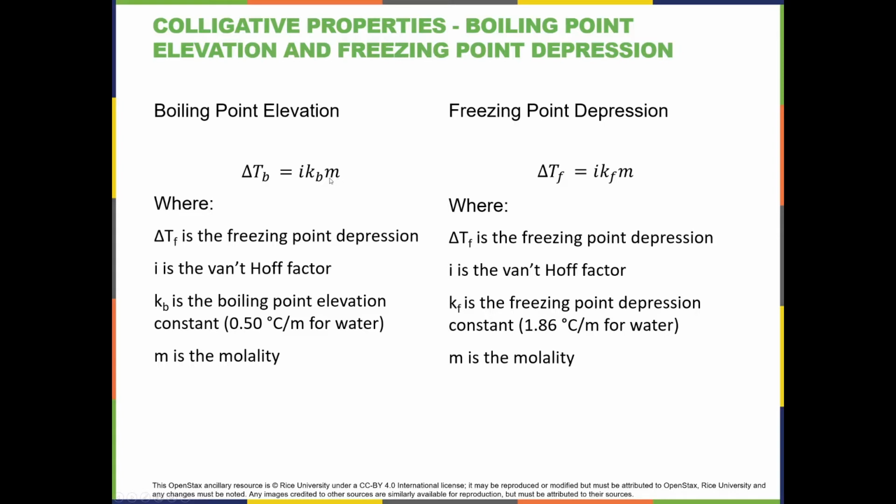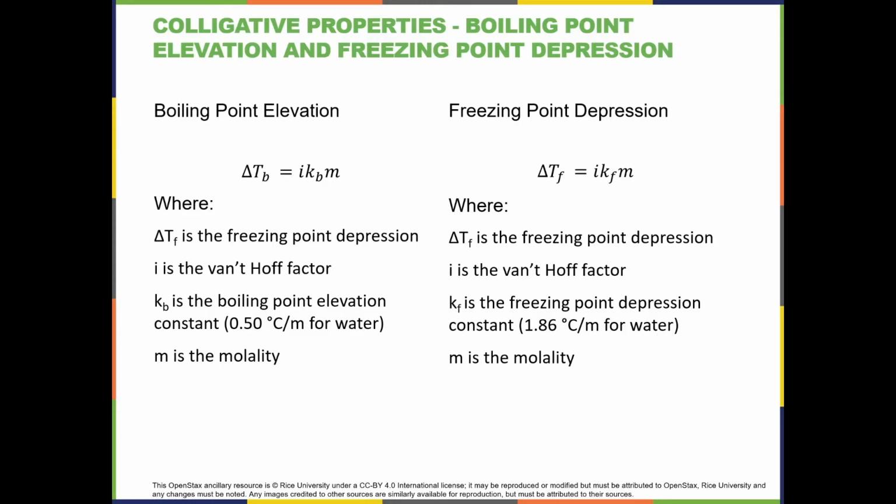So basically, we take the concentration, we multiply it by the van't Hoff factor, how many particles we get in solution, and we multiply it by a constant. The freezing point depression is the same thing, except we use the freezing point depression constant, which happens to be 1.86 degrees C per molal for water.